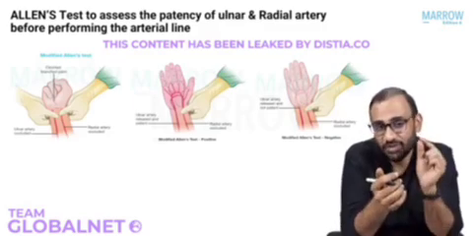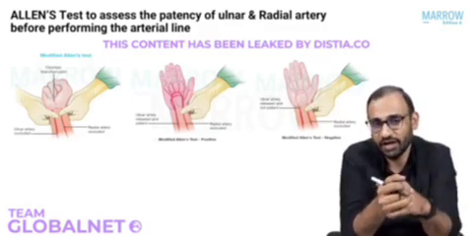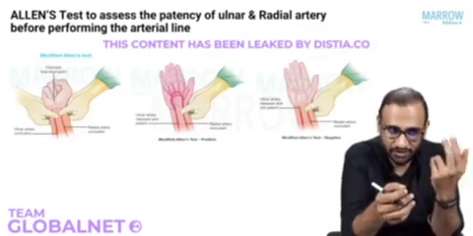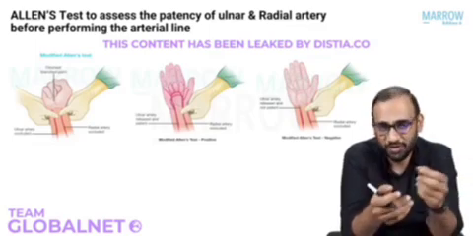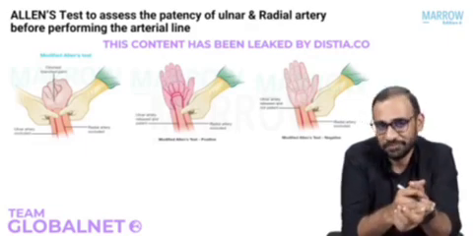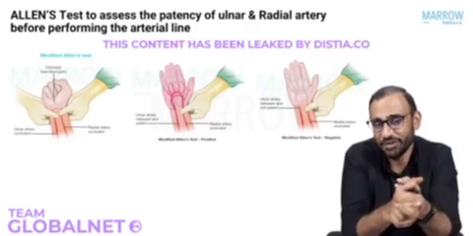Because if there is only one flow, that is either radial or ulnar, that is active, and if you accidentally injure it either because of the surgical procedure or because of catheterization, you will injure the only source of blood to the hand. And eventually the whole hand will go into ischemia.